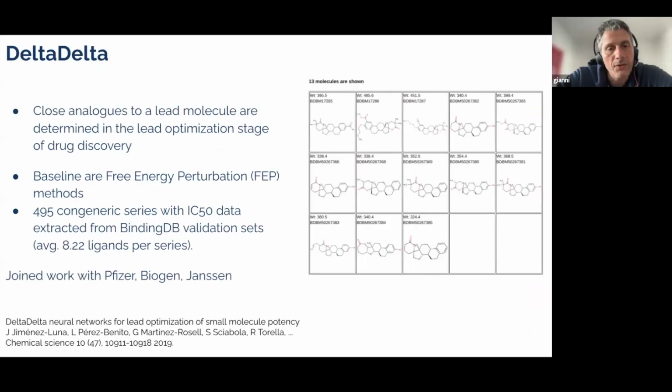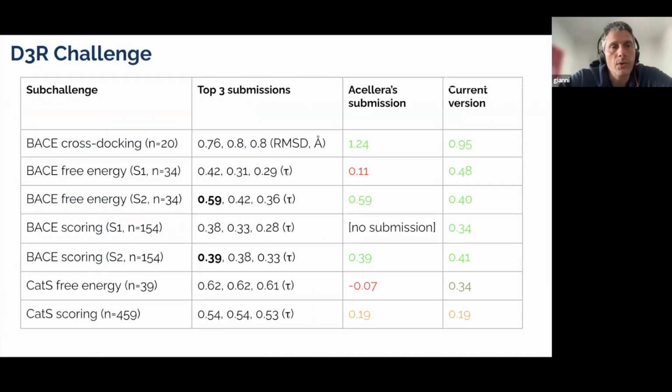And another application that we did just slightly later, this time in collaboration, this was 2019 with Pfizer, Biogen, and Janssen, was: if you have a couple of molecules, how do the two compare in terms of affinity. And again, this was done with a special architecture, which was respecting the symmetries of the pair. So you could invert the pair and the results would be the same. And we applied this kind of tools, I think also in 2019, in this D3R challenge.